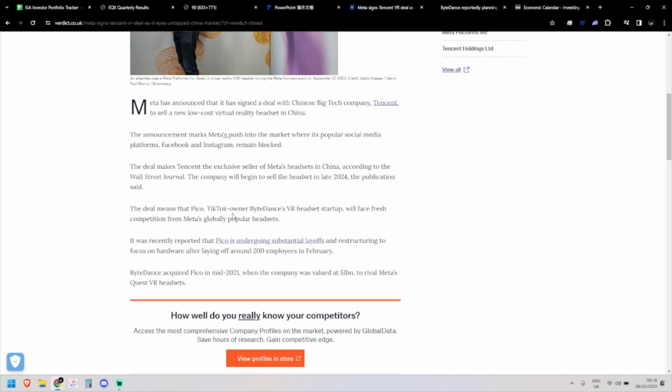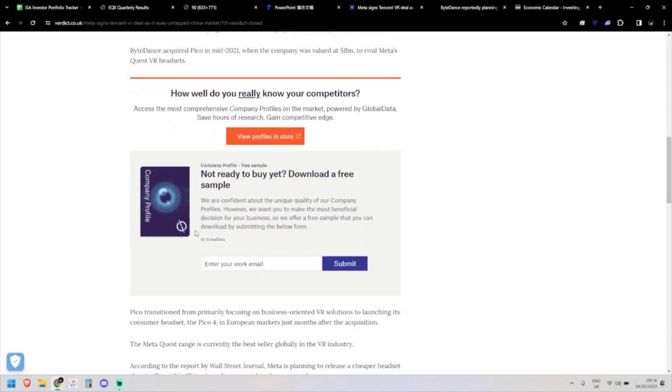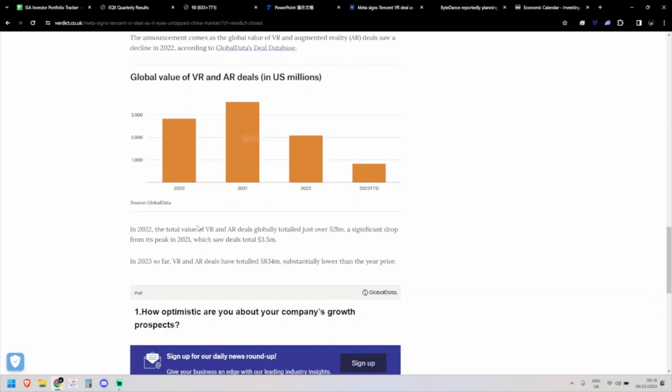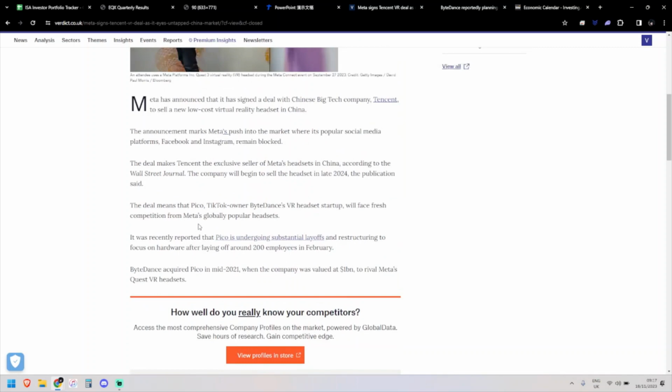ByteDance, who own TikTok, bought Pico, which is a VR headset company, and they've been fairly popular in China, but it's a bit of a mixed bag depending on whether people are feeling flush and want to buy this sort of thing. But they've now got competition, so that's pretty good. Good for Meta, I guess, expanding into China, and good for Tencent if they're going to be the exclusive dealer.